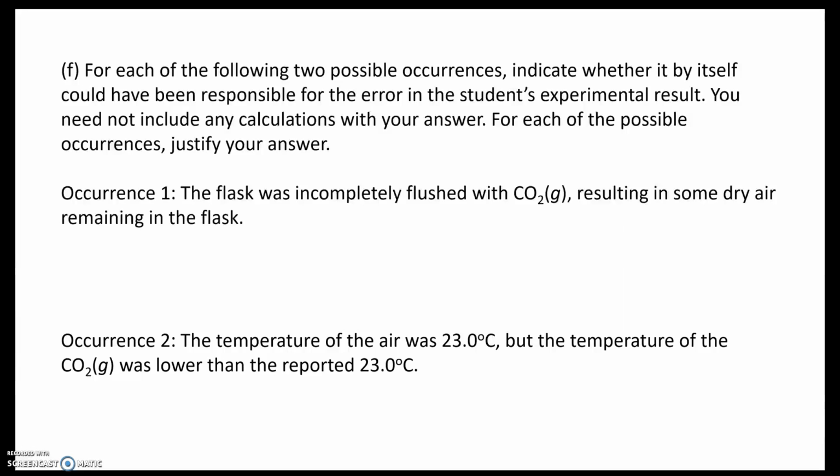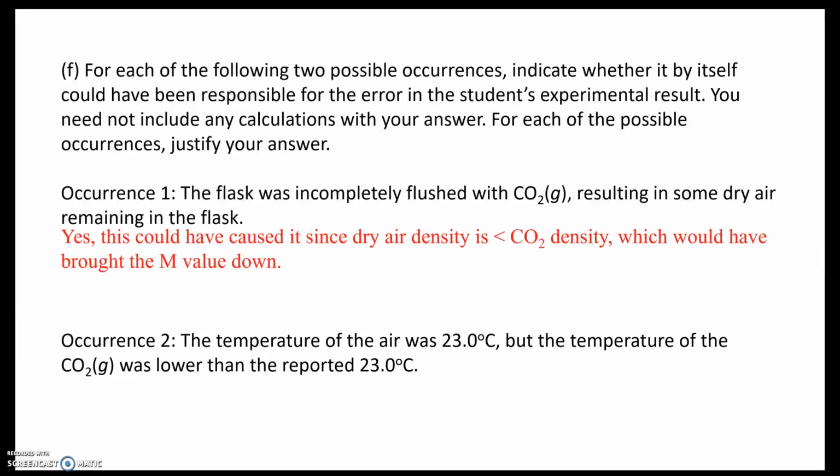Now, this is typical on the exam. They'll give you a couple of scenarios and ask you to comment about whether this could be true or not, or why. So, occurrence 1, the flask was incompletely flushed with carbon dioxide, resulting in some dry air remaining in the flask. Could that have been a contributing factor to the error? And the answer is yes, because the dry air density is less than the carbon dioxide density, which would have brought the M value down.